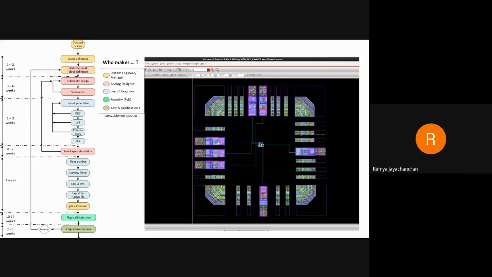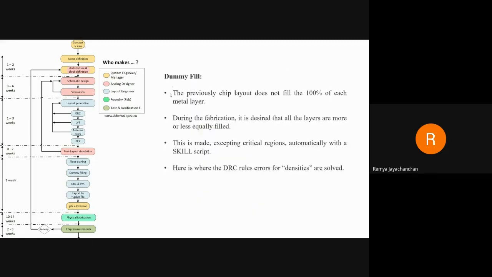So this will be the external interface to this circuit. Now you can see there are a lot of vacant spaces. If we directly give it for fabrication, then you can see that the density issues may damage this device. To avoid that, you have to fill the vacant spaces with dummy elements. So the next procedure is the dummy fill.